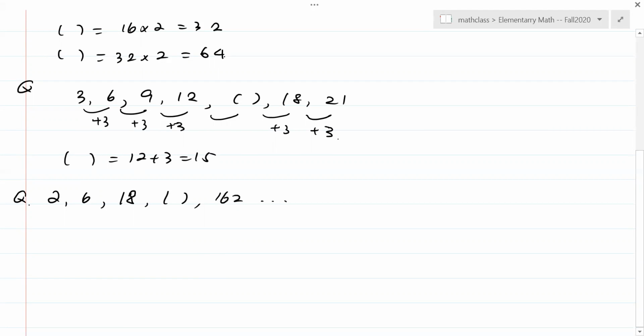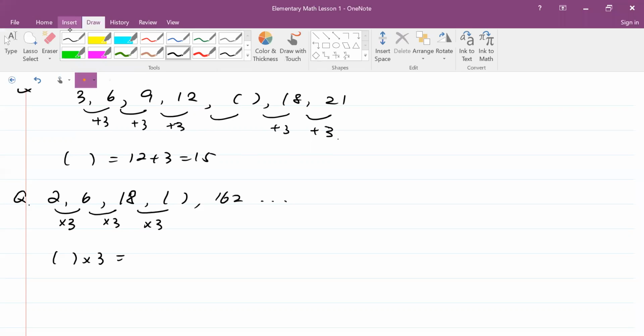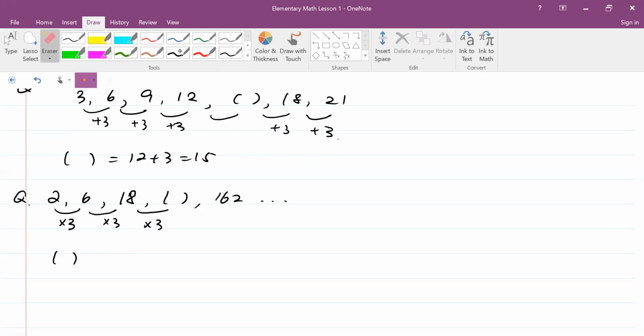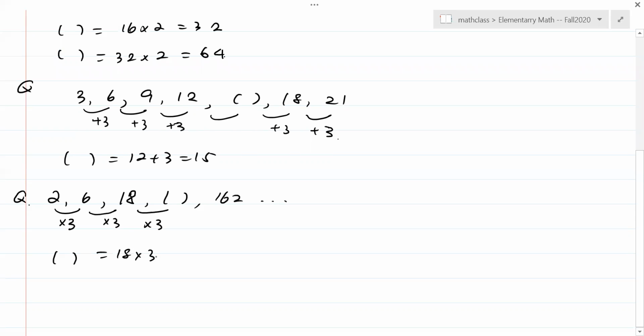You will see that from 2 to 6, from 6 to 18, these two steps actually give you the idea. You multiply by 3, then this multiply by 3. So that number is 18 multiplied by 3, which is 54. And you double check, okay? 54 times 3 is 162.